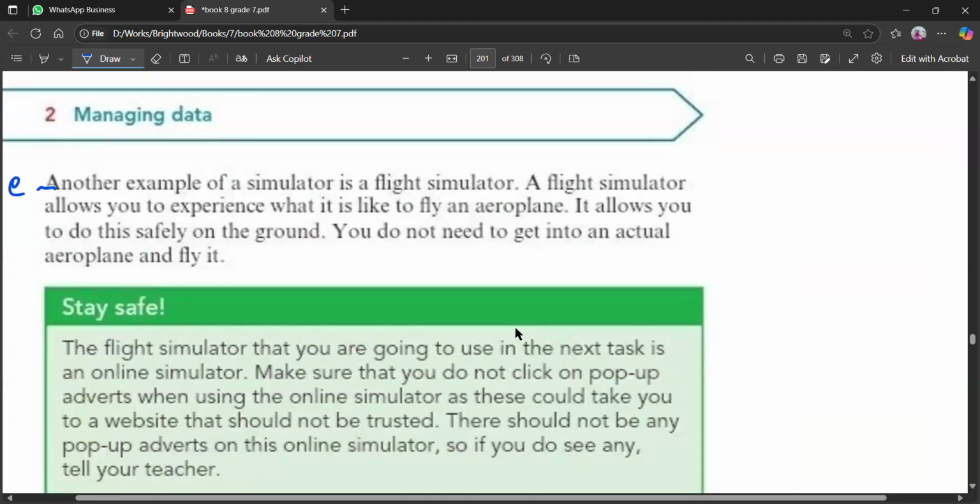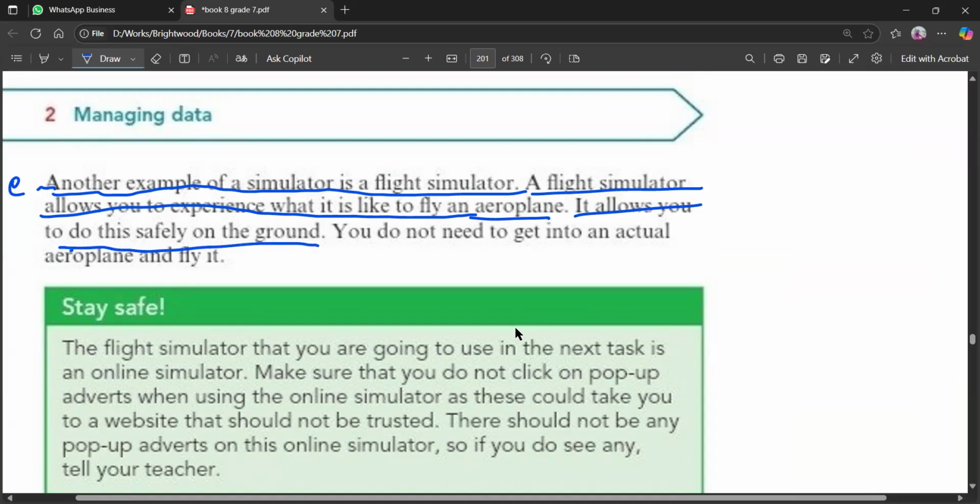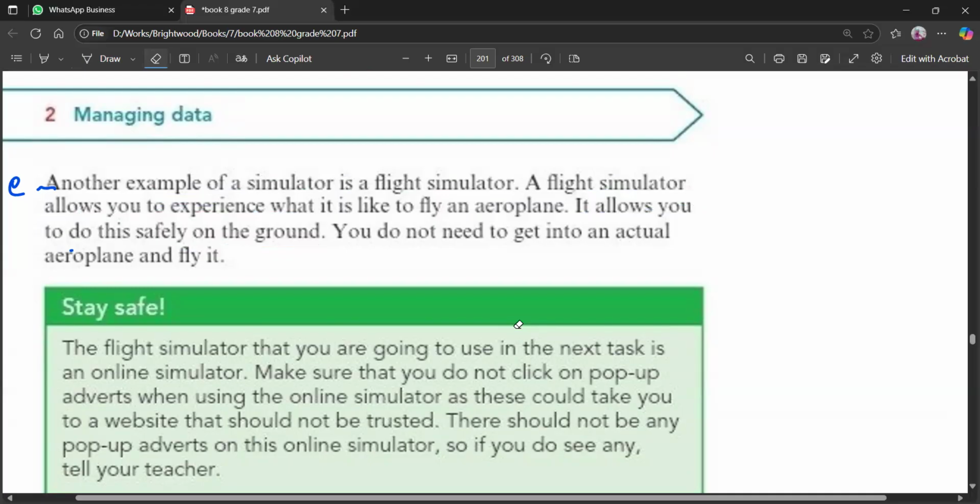Okay, another example of the simulator is a flight simulator. A flight simulator allows you to experience what it is like to fly an aeroplane. It allows you to do this safely on the ground. It's like an actual aeroplane. Can you please write down that one, please? Underline part. Yes, please write that underlined part.